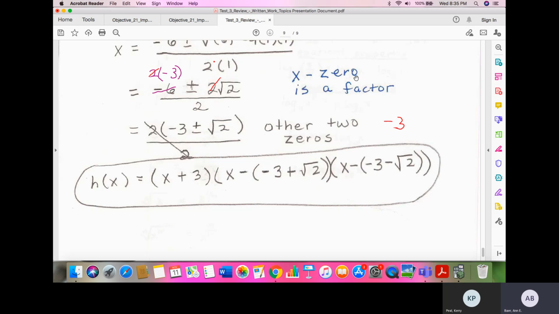Let's use x minus 0 again. This time we want parentheses, x minus, and we're going to put the 0 in parentheses, just like we did before. This time our 0 is negative 3 minus square root of 2, in parentheses. So again, you want the 0 in parentheses, and then the entire factor in parentheses. Any questions on this particular topic?